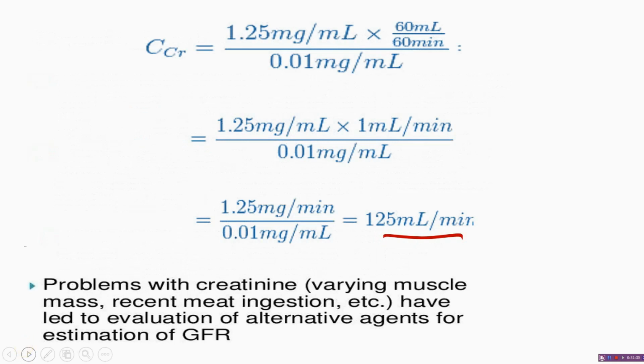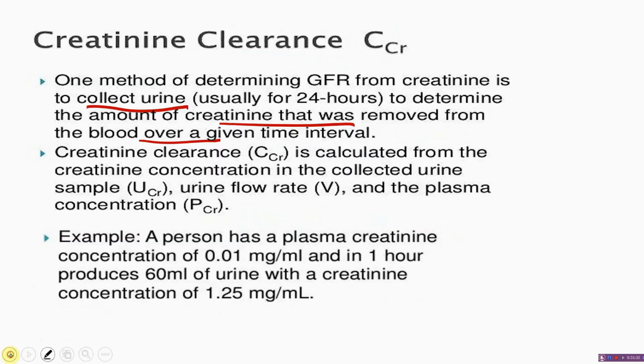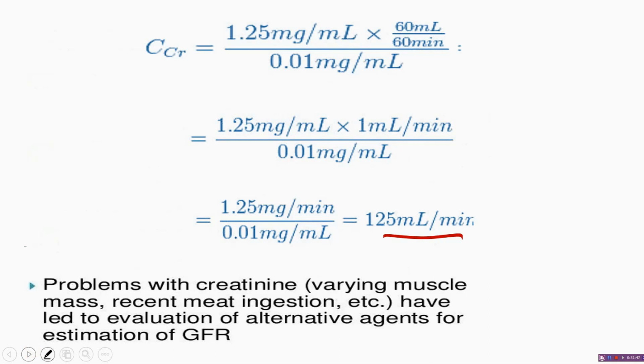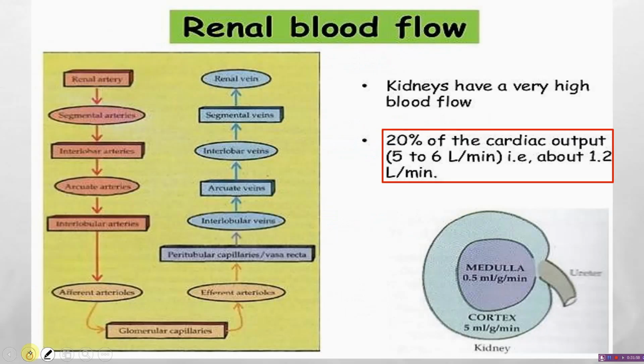This value takes into account the plasma creatinine of 0.01 mg per ml, in 1 hour with 60 ml of urine produced, and with a creatinine concentration of 1.25 milligram per ml. On substituting the values we get 125 ml per minute. There are some problems with creatinine, like muscle mass variation or meat and protein ingestion, for which we can also use modern imaging techniques.